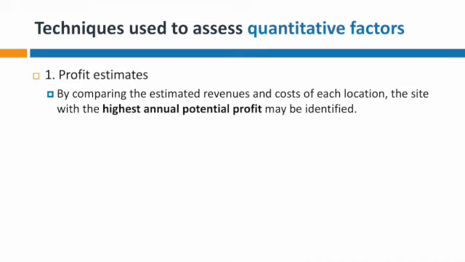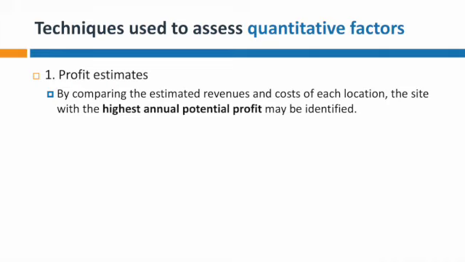Now, what would be the techniques? We already talked about the technique of STEEPLE analysis, that is, to evaluate qualitative factors. Now, I also would like to mention the techniques used to assess quantitative factors. So here we go. The first one would be profit estimates. Basically, you're just comparing two locations.